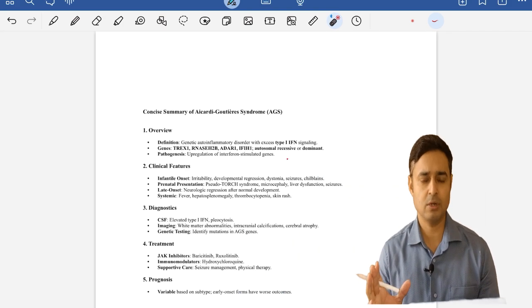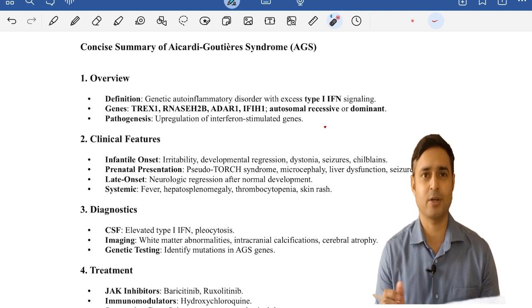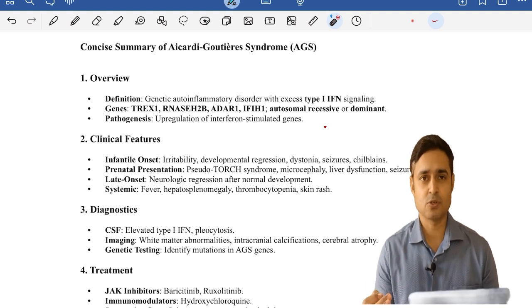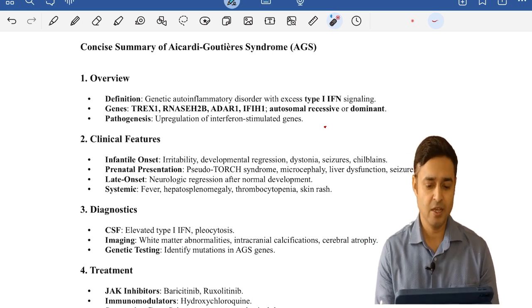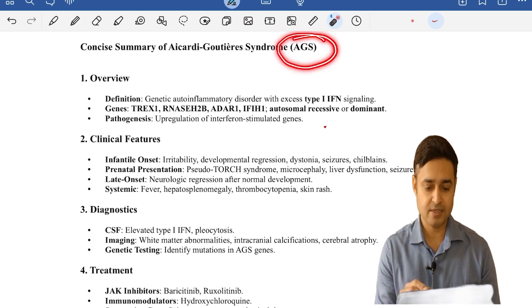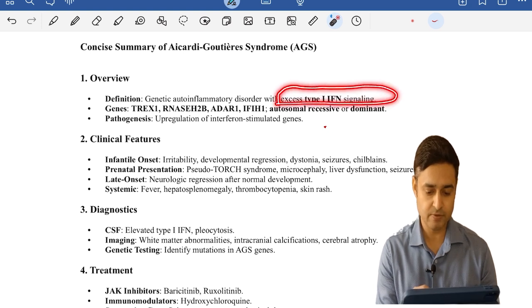Don't go deep into them. What is more important is the diseases caused by this interferonopathy, a spectrum of diseases. We will discuss some common or important diseases under this heading. So first we are discussing is Aicardi-Goutieres syndrome, AGS. This is due to interferon 1 signaling, excess signaling.